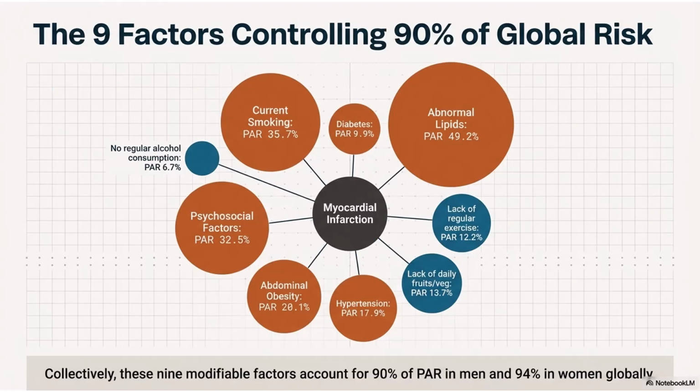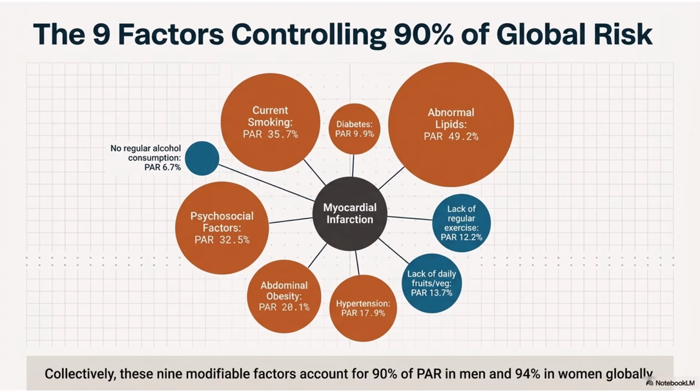Okay, so this is, again, the famous INTERHEART message. After studying myocardial infarction across 52 countries, INTERHEART found that most of the global risk for heart attack was not explained by mysterious, invisible, untouchable forces. It was explained by a relatively small group of measurable, mostly modifiable factors. And that is the power of this slide right here.